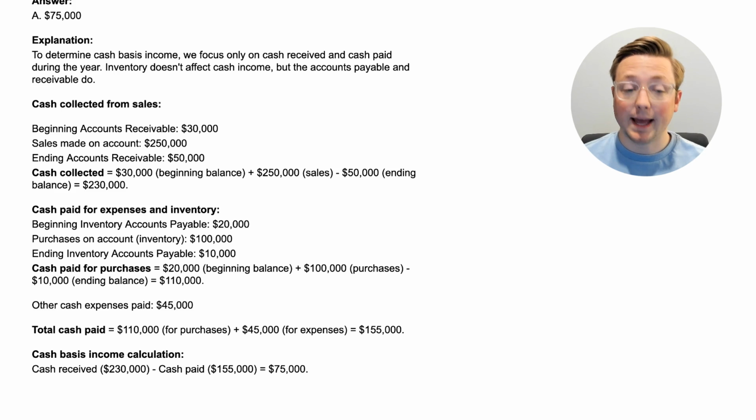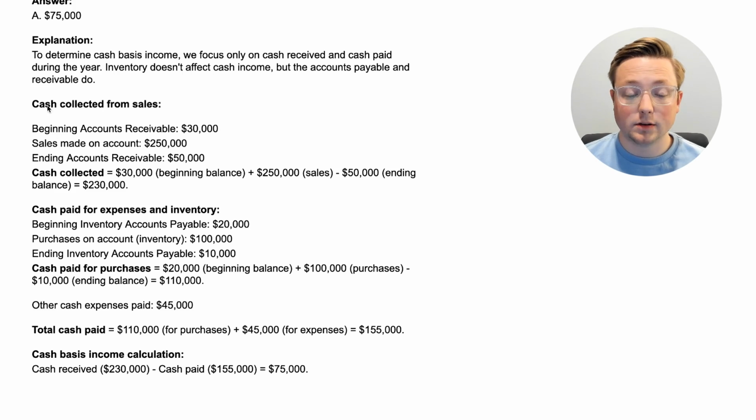All right, the answer is A, $75,000. That's how much cash income there is. So let's walk through this. To determine the cash income, we focus only on cash received and cash paid. Inventory doesn't affect cash income because, if you think about it, you spent money to buy the inventory, and then you're getting money from selling it, but the inventory itself doesn't affect cash. So we don't pay attention to that $80,000 that was left in inventory at the end.